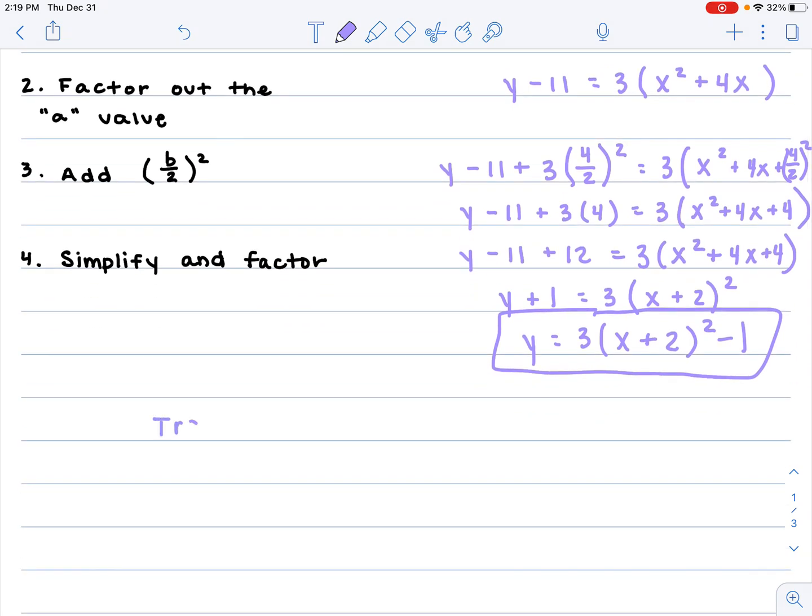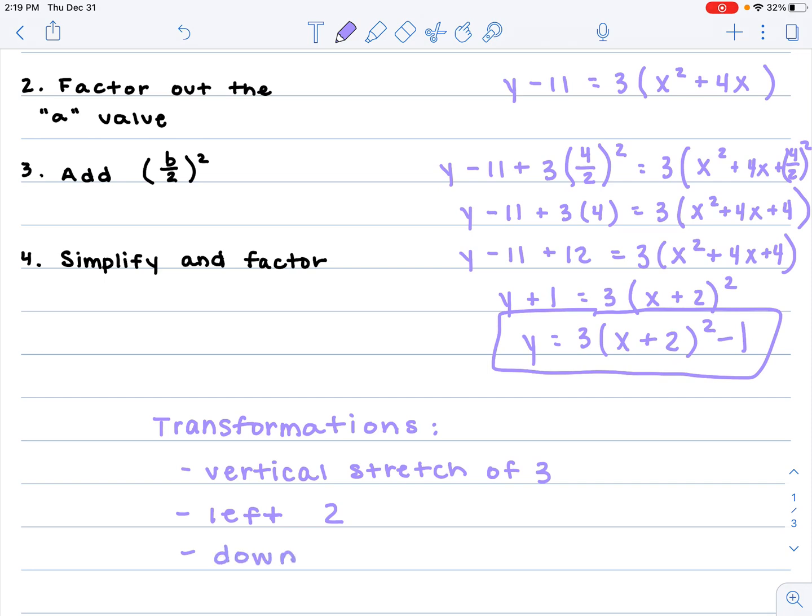Just a quick refresher, if we haven't done this in a while. Let's talk about the transformations, because we haven't really gone over those in quite some time. All right, from looking at this, that 3 tells me it's a vertical stretch of 3, because it is greater than 1. That plus 2 tells me we're going to the left 2 for my vertex. And that negative 1 tells me we're going down 1 for my vertex. There is no reflection because there's no negative out in front.